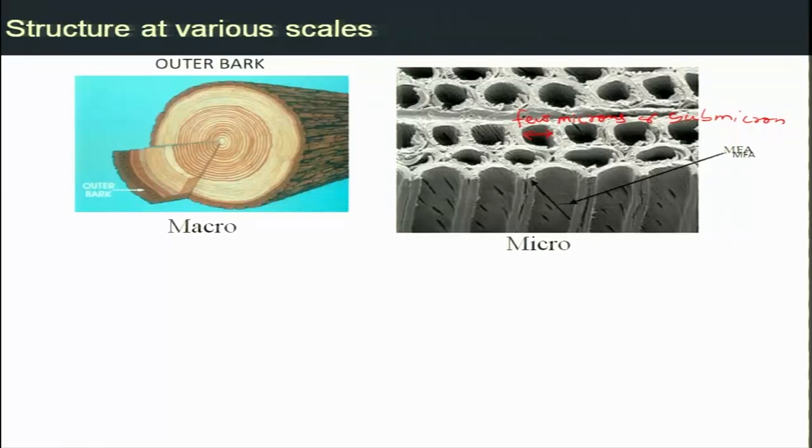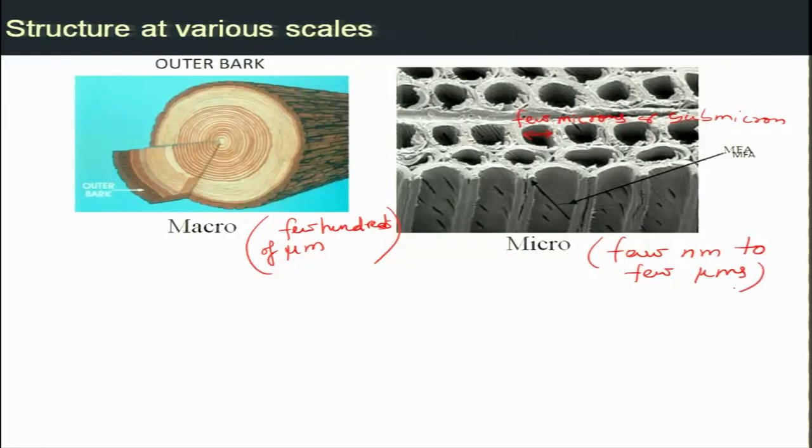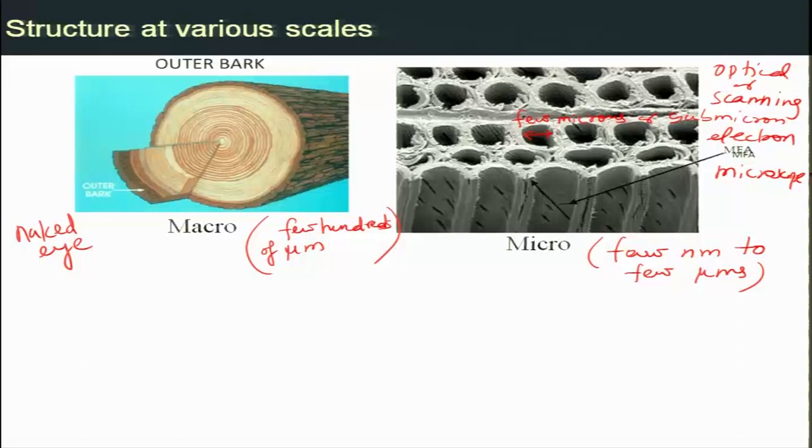This is not resolvable by eye. Anything larger than a few hundred micrometers, you will call macro. Micro would be a few nanometers to a few microns; these are very loose definitions, not very specific. This would be microstructure. So, this is basically naked eye for macro, and optical or scanning electron microscope for micro. And then we have the third category.